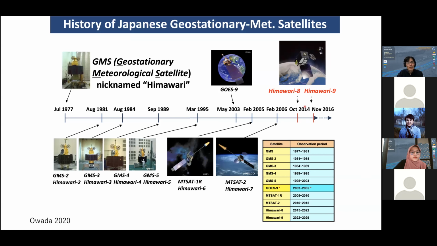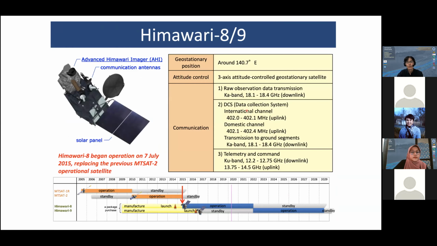Himawari-8 and 9 are located around 140 degrees east longitude. Himawari-8 started operation in 2015, and currently has more than 5 years of operations. Himawari-9 was launched in 2016 and is now the standby satellite.